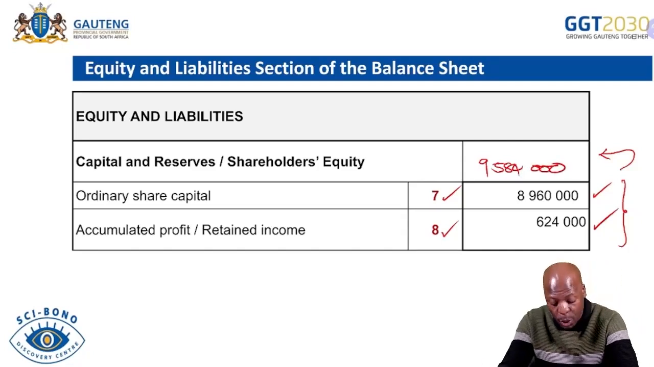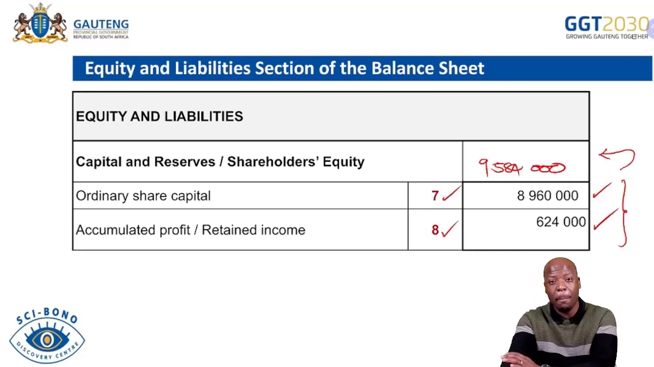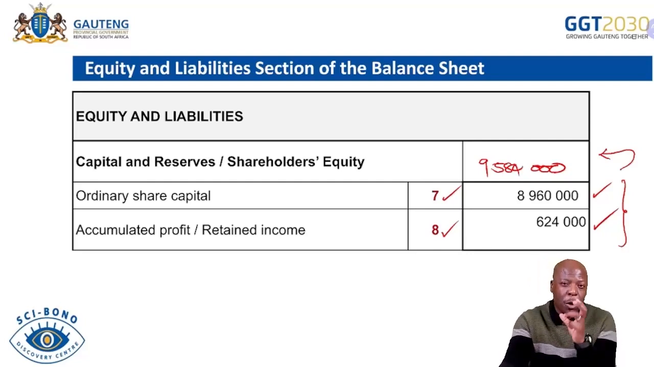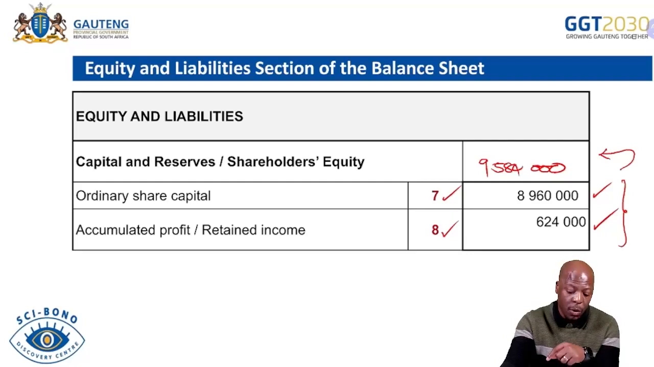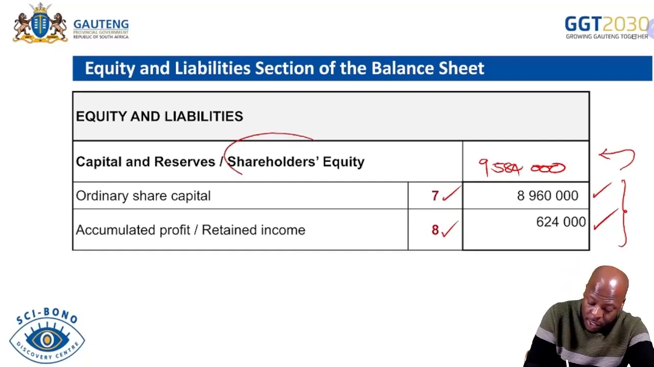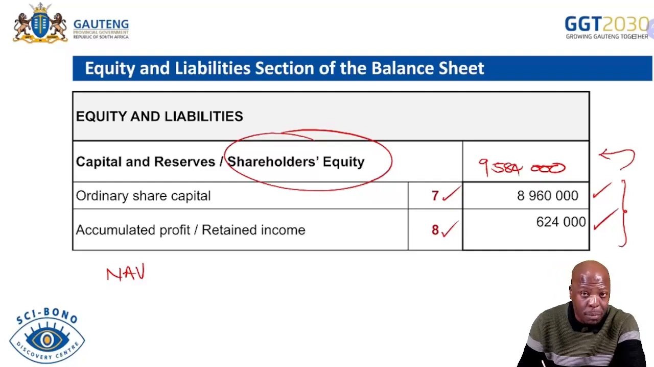9,584,000, which is what we call our shareholders' equity. Now, when I talk of the shareholders' equity, already in your mind, you are thinking there should be financial indicators which relate to this. And one of the financial indicators which relate to our shareholders' equity is the NAV, net asset value per share.